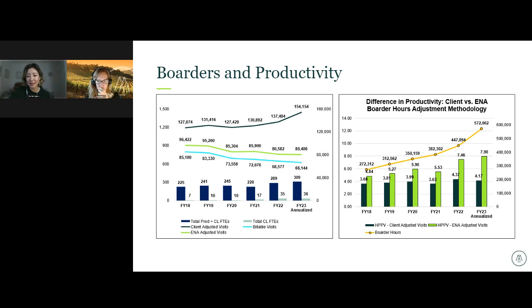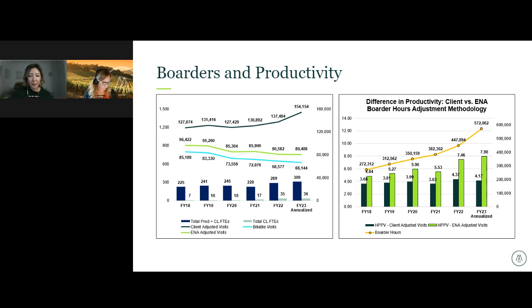So we dug into the data and realized that their border hours were getting exponentially higher. You can see in this orange line going up there, but they were using an outdated methodology to account for their visits, which was resulting in them almost double counting their visits, which was deflating, under adjusting their productivity. And so when we went in, took a look, realized their billable visits were almost half of what they were adjusting for, applied the correct methodology to it, we realized that what they thought was 4 hours per patient visit, they were actually operating closer to 8 using ENA methodology. And so that matched a lot more what we were hearing, and we realized, okay, well, borders were affecting their ED, but there's a lot more that was happening under the surface that we needed to address.